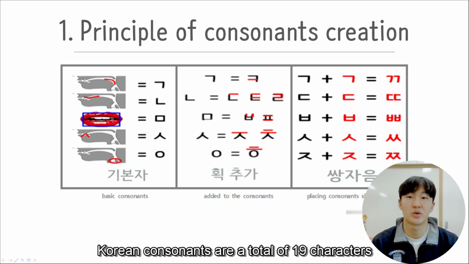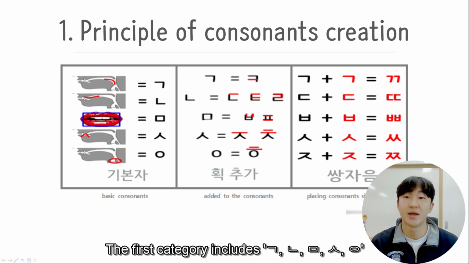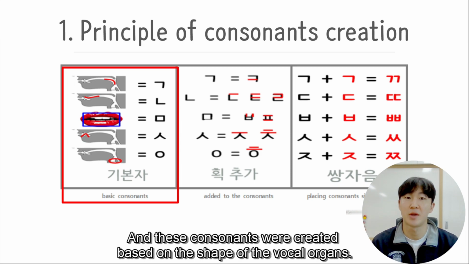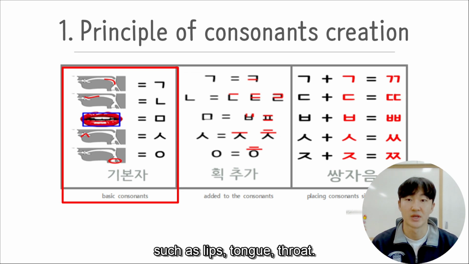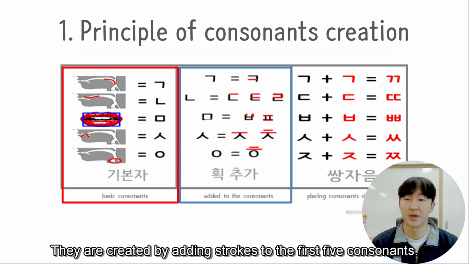Korean consonants are a total of 19 characters. Based on their creation principle, they can be divided into 3 categories. The first category includes g, n, m, s, e, and these consonants were created based on the shape of the vocal organs such as lips, tongue, throat. The second category includes k, d, t, l, b, p, z, ch, h. They are created by adding strokes to the first 5 consonants.